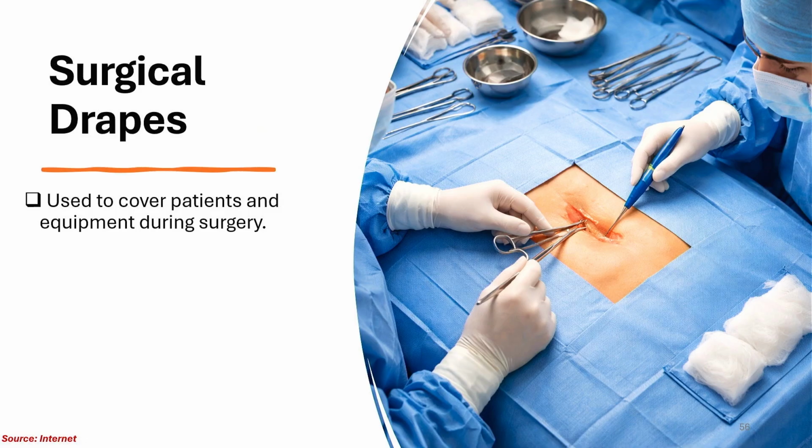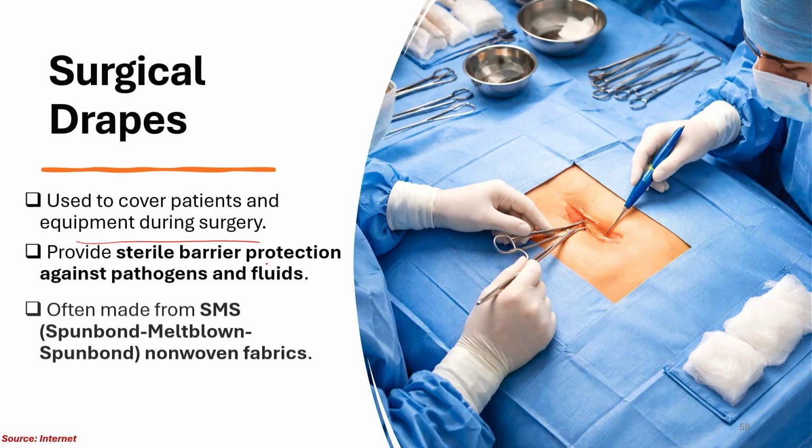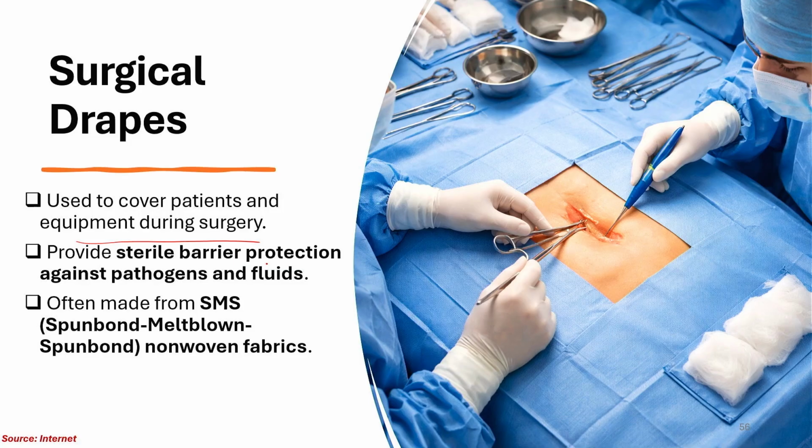The surgical drapes are used to cover the patient and equipment during the surgery. These are the surgical drapes, and they provide sterile barrier protection against the pathogens and fluids. These are often made of SMS structures, spunbonded, meltblown and spunbonded non-woven structures.